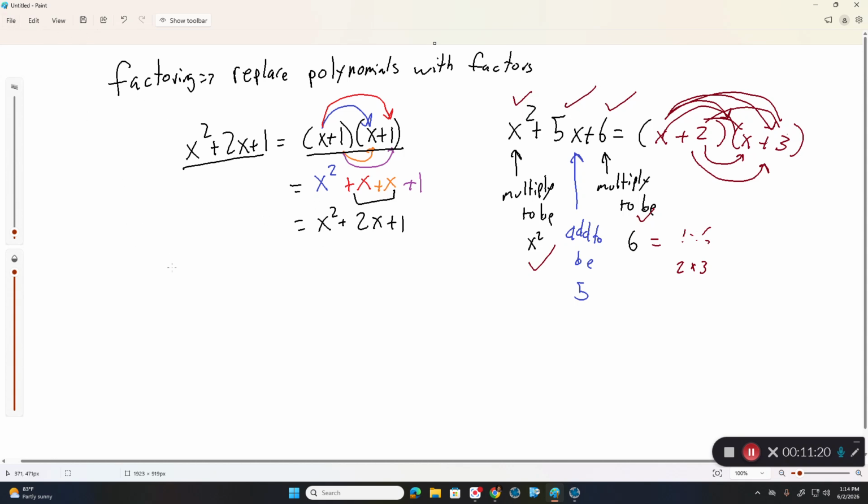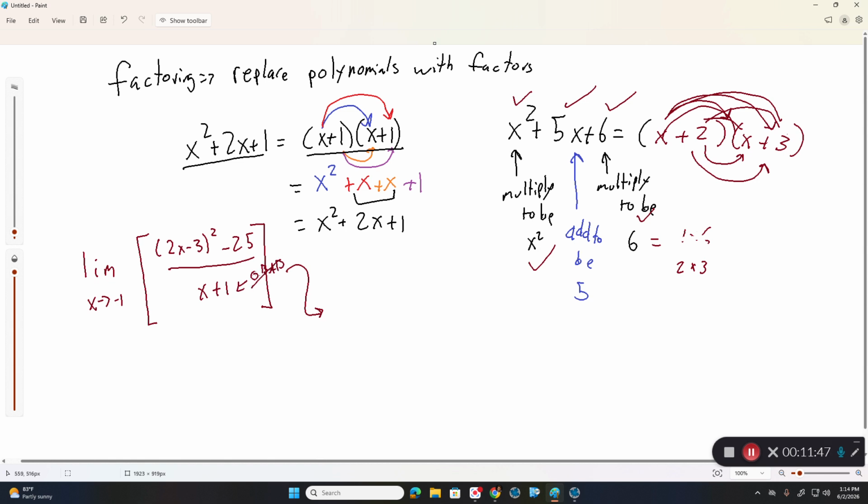So how does this help us with factoring? Well, let's take a look at this, a direct one from your homework. This is the limit as x approaches negative 1 of the fraction 2x minus 3 squared minus 25 divided by x plus 1. So notice, not something where I can plug in negative 1. I'm going to get 0 on the denominator, which is bad. Okay, so we need to use some limits. So the first thing that I'm going to do, notice I'm keeping the limit. I haven't actually evaluated that.